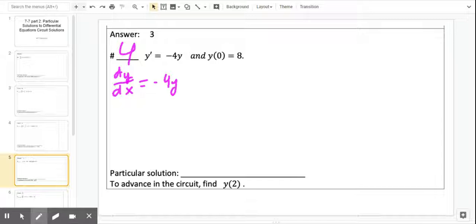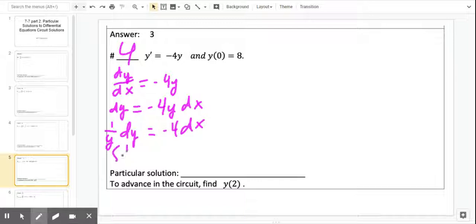So here's what I'm going to do here. Let's first multiply by dx on both sides. So negative 4y dx. Now that's a problem because we have a y and a dx. So let's move that y to the other side. So divide by y on both sides. We have 1 over y dy equals negative 4 dx. And now we can integrate that.